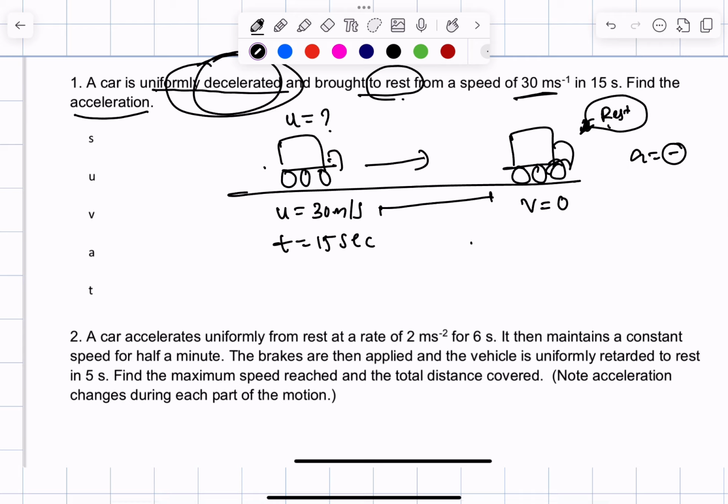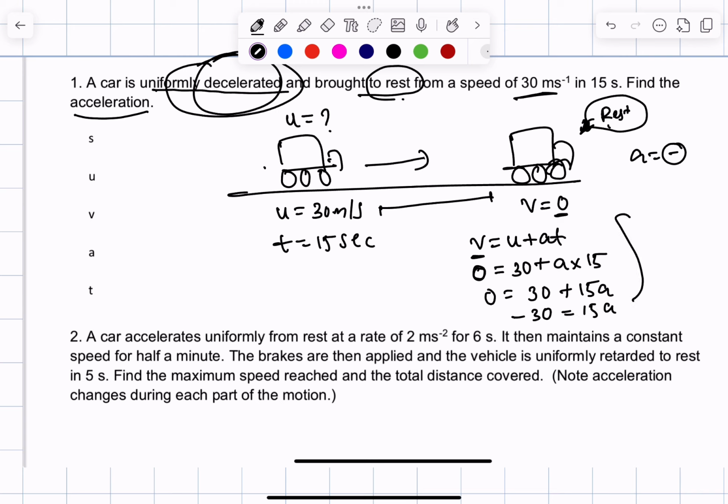So we need the kinematical equation v is equal to u plus at. And in that v is 0. Why is v 0? You have to be very careful. Why should I write v as 0, not u as 0? This thing is important. Again, I'm telling you, just make sure u is 30, acceleration I need to find, and time is 15 seconds. So 0 equals 30 plus 15a, a will be minus 30 is equal to 15a, which will be minus 2 meter per second square.